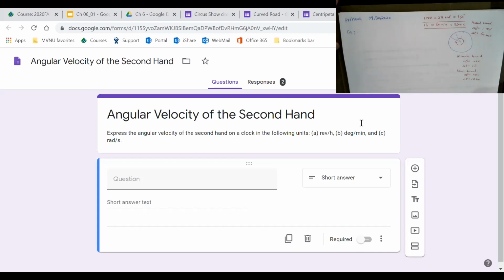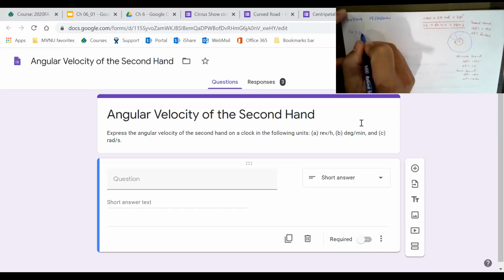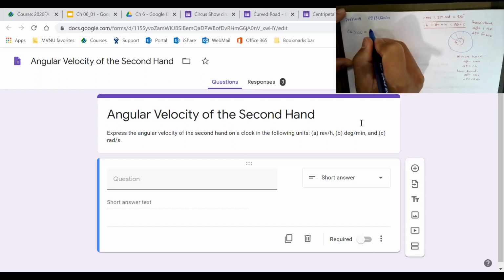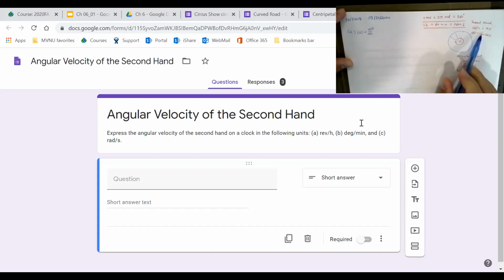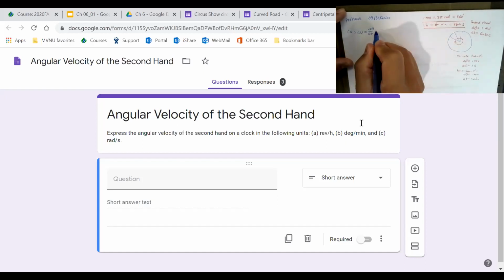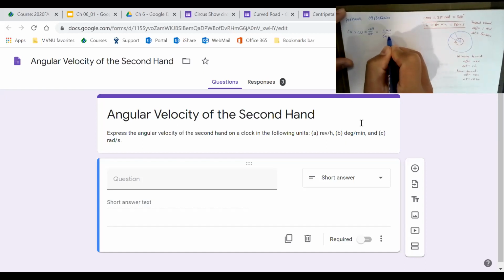All right. So let's take a look here together. The first one is asking you what's the angular velocity in revolutions per hour. You can imagine for the second hand, if it goes one full revolution, that's 60 seconds, or 1 minute. So omega for the second hand will be delta theta over delta t. In one revolution, it's 60 seconds. So it's one revolution over 60 seconds.